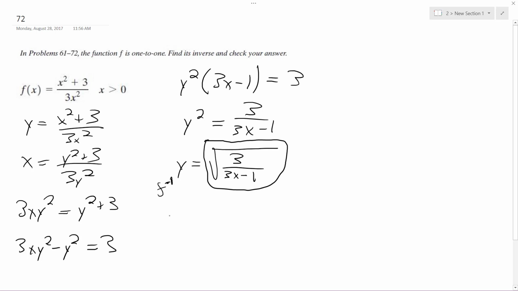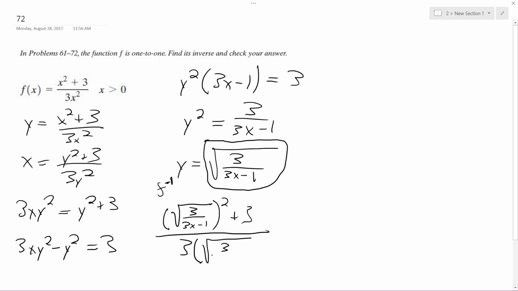Okay, so subbing in, the square root of 3 over (3x minus 1), squared, plus 3, all over 3 times the quantity square root of 3 over (3x minus 1), squared. So I get 3 over (3x minus 1) plus 3, over 3 times 3 over (3x minus 1).